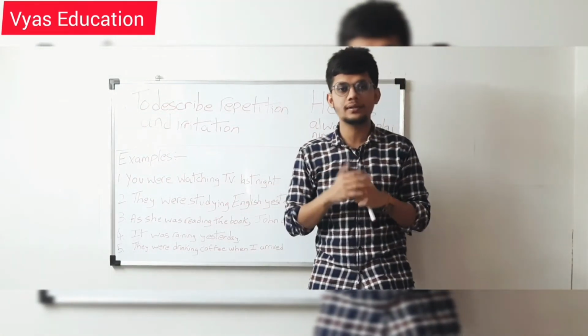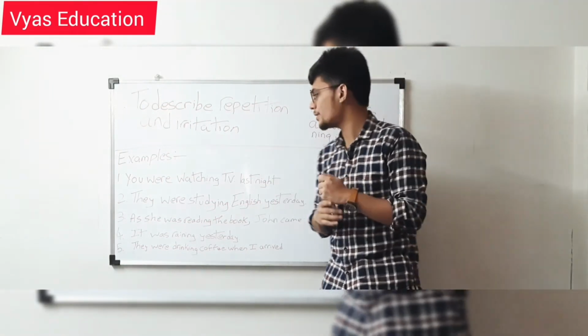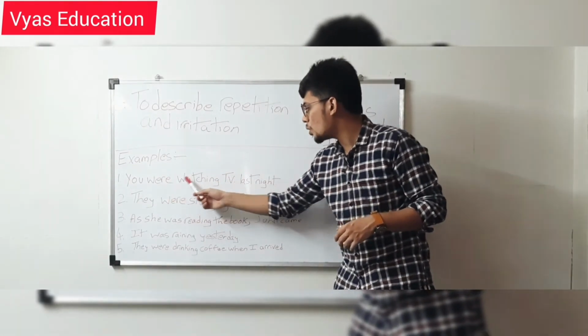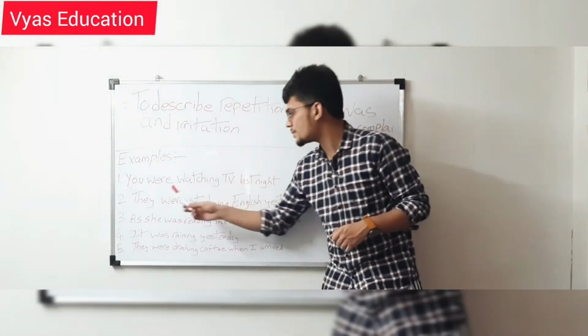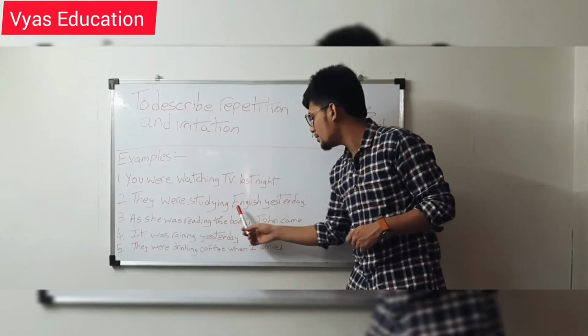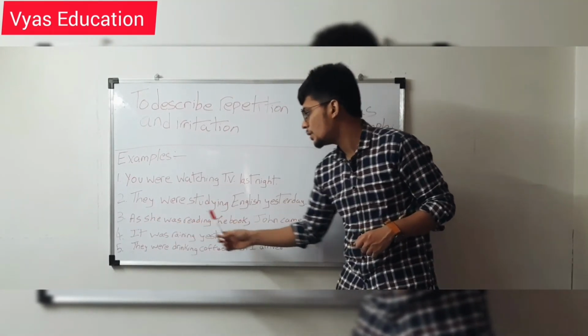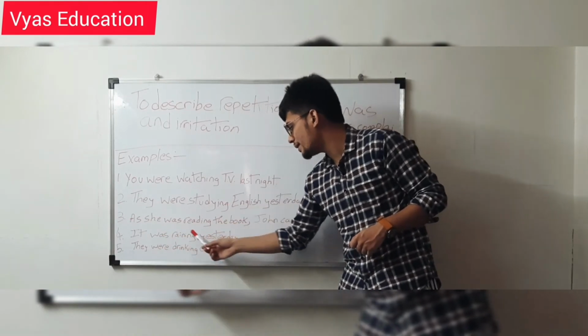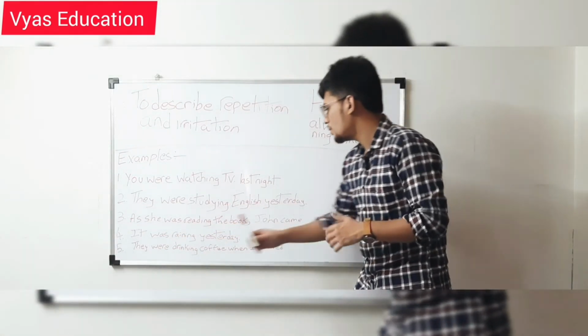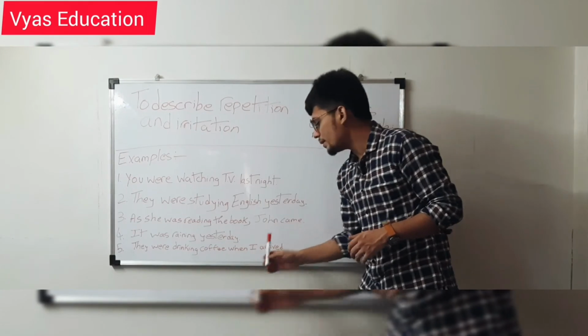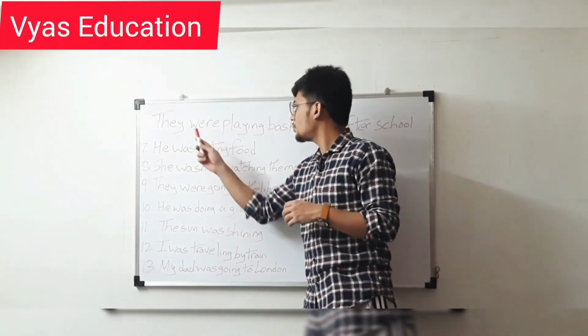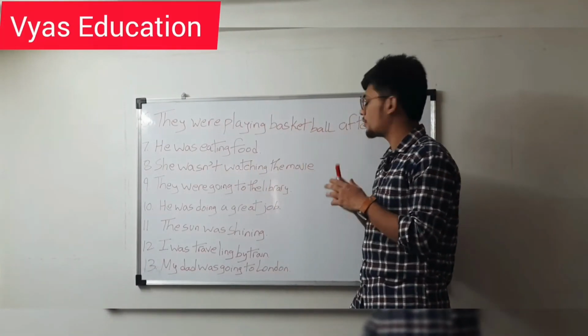Now let us look at some more examples of past continuous tense. Number one example, you were watching TV last night. Number two example, they were studying English yesterday. Number three, as she was reading the book, John came. Number four, it was raining yesterday. Fifth example, they were drinking coffee when I arrived. Number six example, they were playing basketball after school.